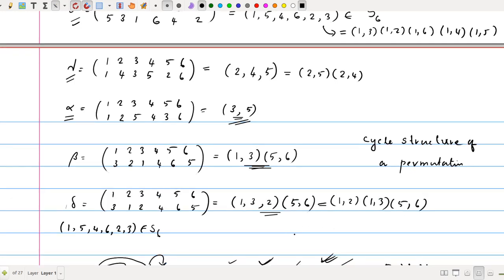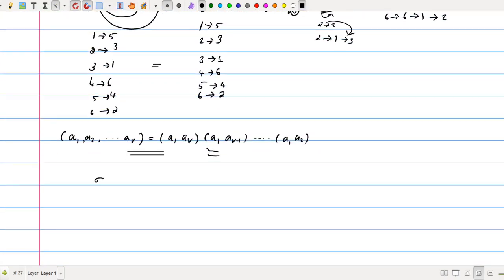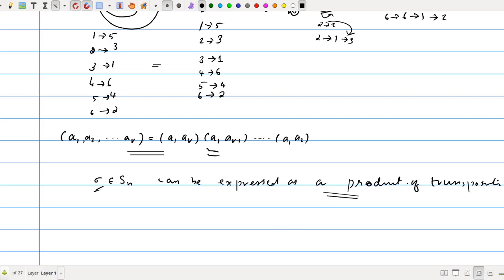So the inference is nothing but that any permutation sigma belonging to Sn can be expressed as a product of transpositions. Deliberately I'll skip the word disjoint, because this sigma need not be a product of disjoint transpositions. There are permutations which can be expressed as a product of disjoint transpositions, but in general sigma need not be. So I write this as a product of transpositions only. I am not using the word disjoint. Okay.